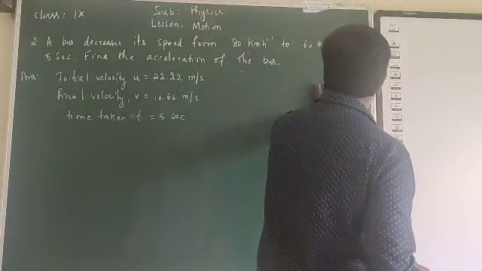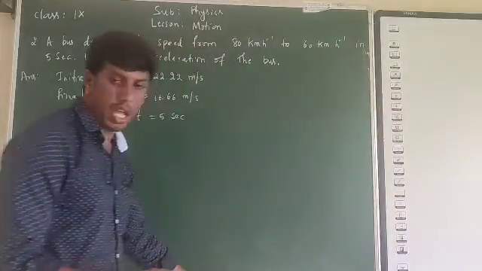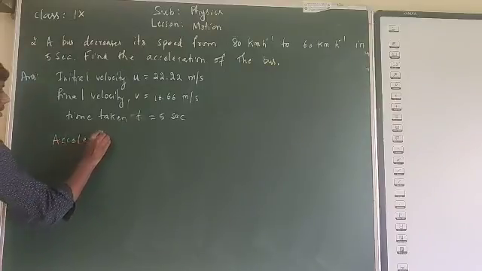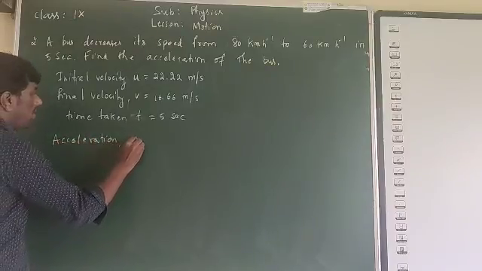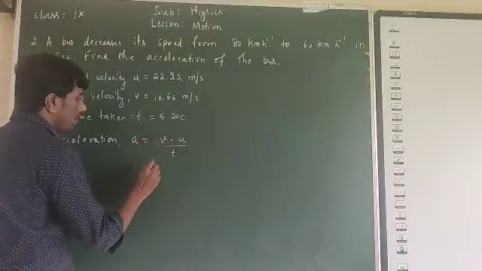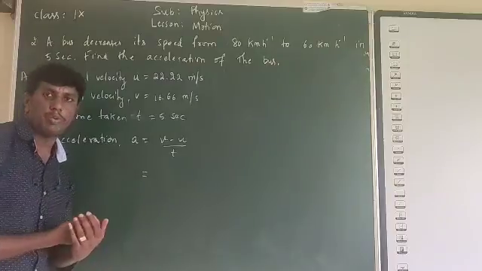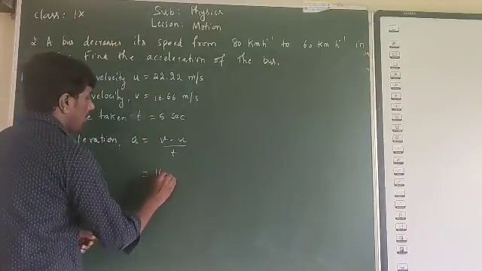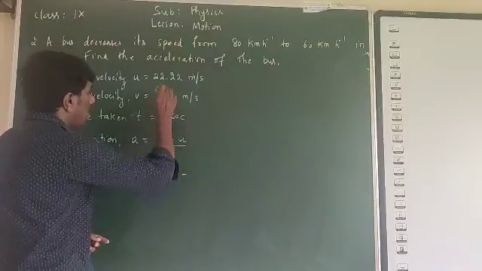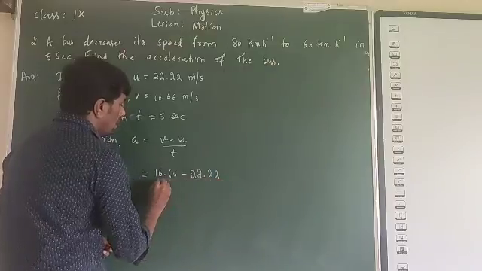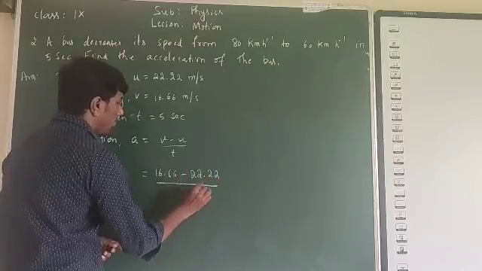We can easily find out the acceleration by using the formula. What is the acceleration formula? Acceleration is equal to v minus u divided by t. Correct? V minus u by t, where v is 16.66, minus u is 22.22, divided by time. Time is 5.